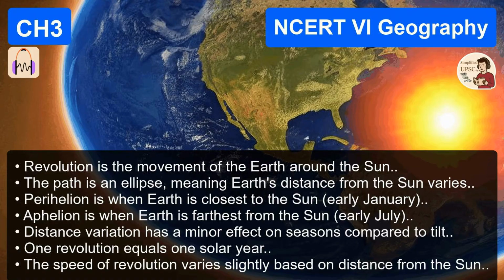But for the rest of us in the northern hemisphere, like in India or Europe or North America, June 21st is simply the longest day and the shortest night of the entire year.